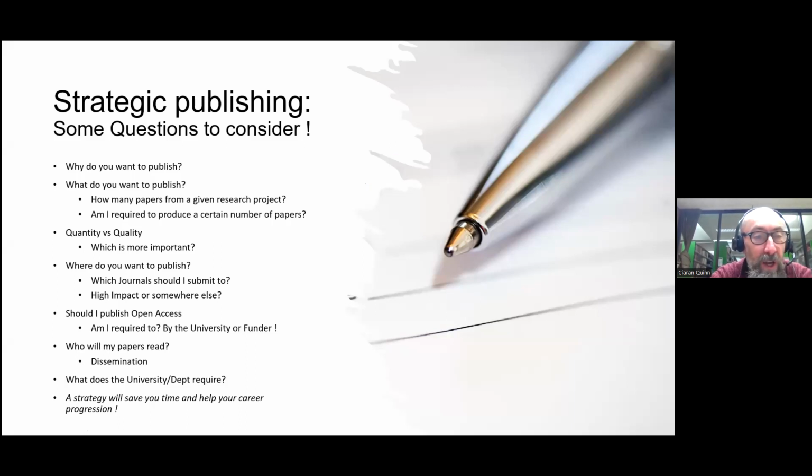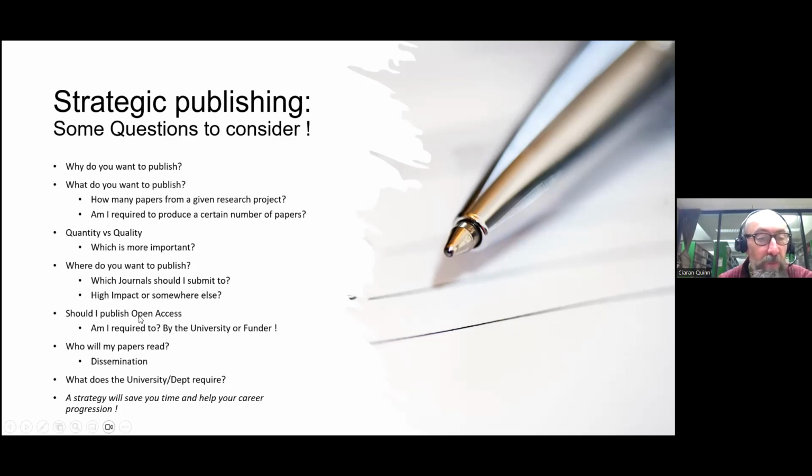What do you want to publish? How many papers, for example, from a given research project? Are you required to produce a certain number of papers? So for some academics, there might be an environment where you're required to produce a certain number of papers. So that might be a consideration. Quantity versus quality, which is more important? There is a tendency to produce an awful lot of papers, but then the quality is an issue as well. Ultimately the quality is going to override it, because the quality is what's going to get you citations and being noted as an academic in a certain field. So that's important to consider.